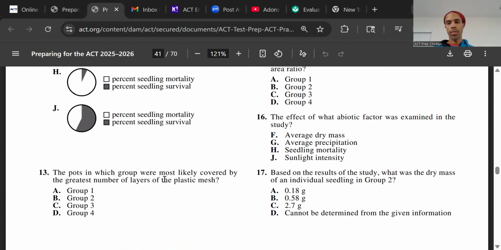Based on the results of the study, what was the dry mass of an individual seedling in group two? We don't know that because we just know the average, right? If you took the dry mass of all the seedlings in group two, 200 pots, and divided it by 200, you would get 0.58. We know that's the average, but that's not necessarily the dry mass of an individual seedling. The group two average won't tell us that. So it will be D, can't determine that from the information.